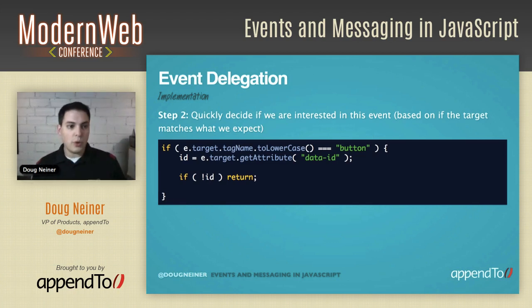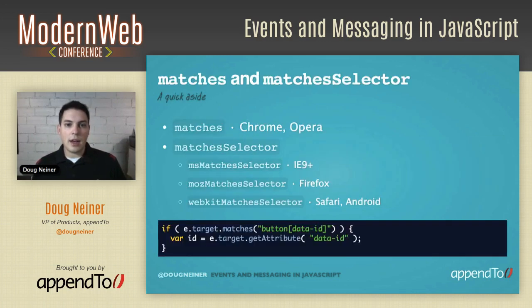Now, if we wanted to, it's not super new, but another way of doing this that's a lot faster is calling matches. In the latest versions of Chrome and Opera, you can just call matches. In older versions, you can look at Can I Use for details on this, but it's available via prefix. So from IE9 and up, you can do this, whether it's MS, Moz, or WebKit.